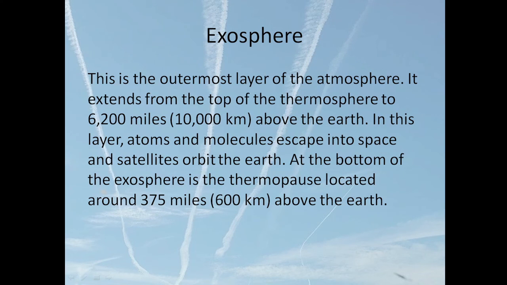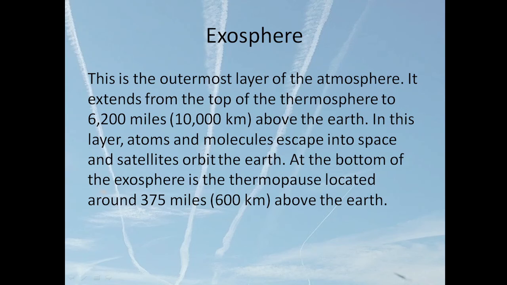In the exosphere, we didn't have it on our chart, but this is the outermost layer of the atmosphere. It extends from the top of the thermosphere to about 6,200 miles above the Earth. So that's a pretty thick layer. And in this layer, atoms and molecules escape into space, and satellites orbit the Earth. At the bottom of the exosphere is the thermopause, located around 375 miles above the Earth.